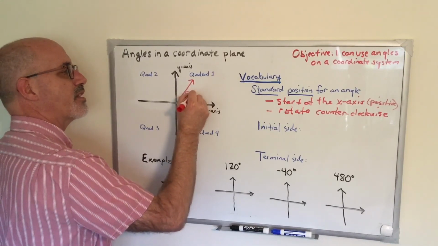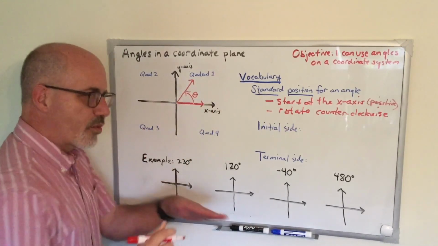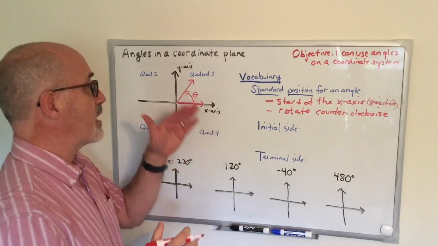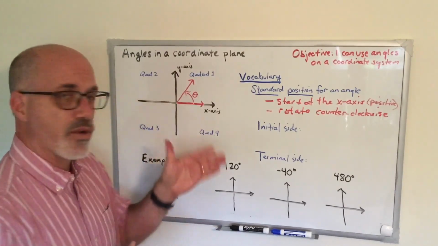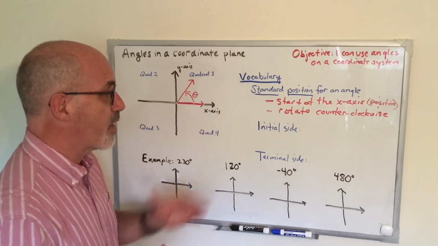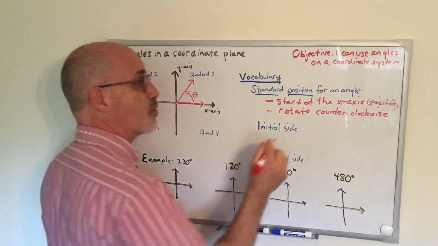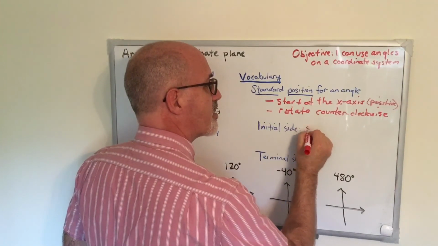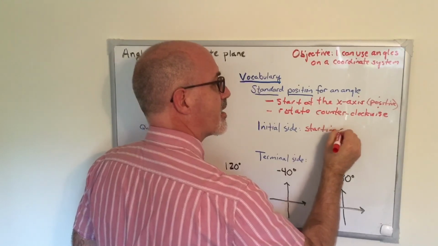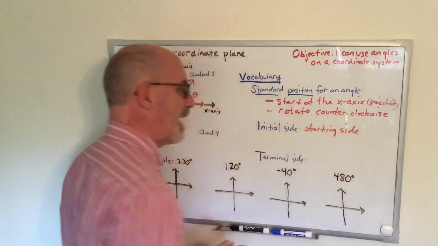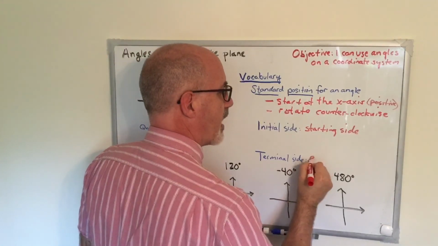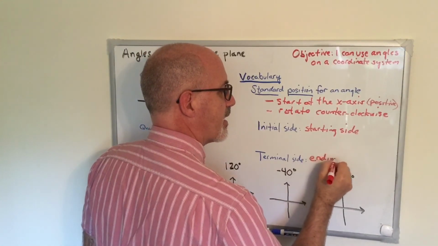If we call this angle theta, we rotate up into the positive first quadrant first, then we'd rotate to the second, to the third, and the fourth. So we'd rotate through our quadrants as we've listed those before. Now the initial side is where we start. So this is the starting side for our angle. And our terminal side, which makes sense for the word terminal, is our ending side.